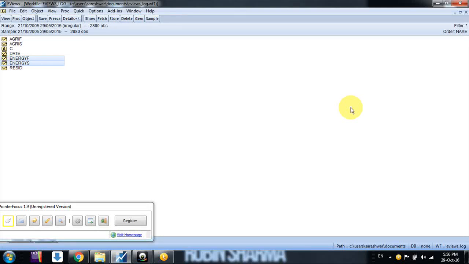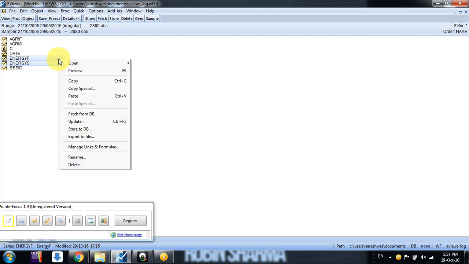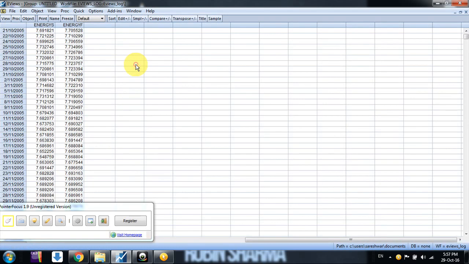In this video, we would learn how to estimate Granger causality test in Eviews. So friends, first of all, let me describe the data we would be using for this study. These are the spot and futures prices for the energy index maintained by MCX, the multi-commodity exchange in India. So friends, this is the spot and futures prices.